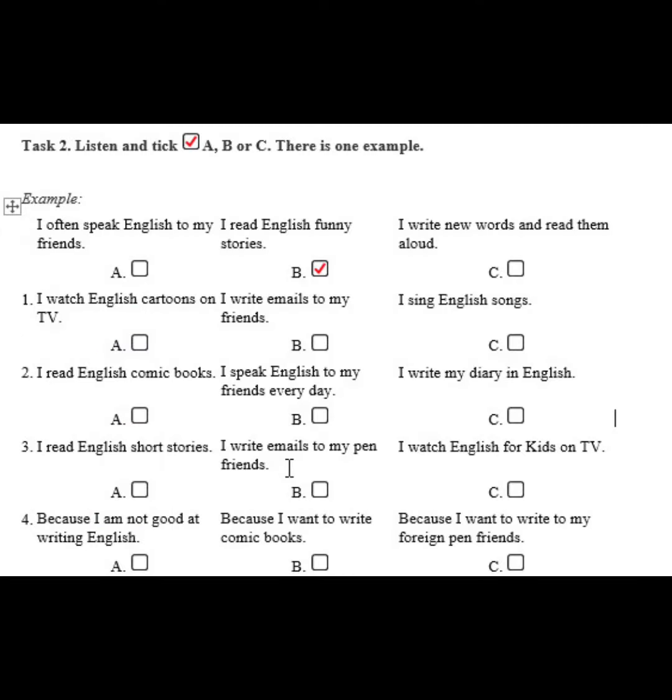Task 2. Listen and tick A, B, or C. There is one example. How do you practice reading English? The answer is B. Can you see the tick? Now you listen and tick.